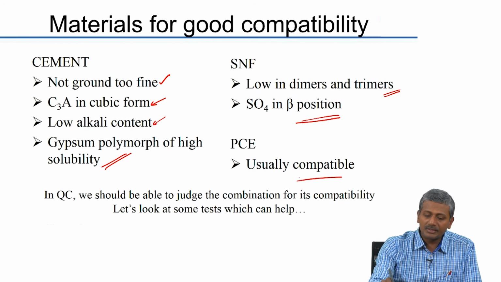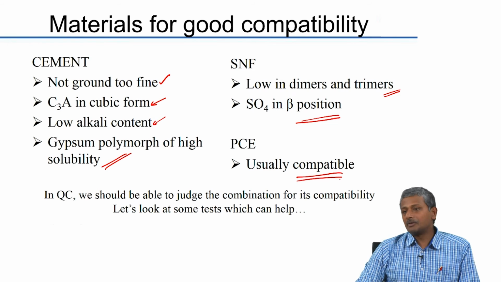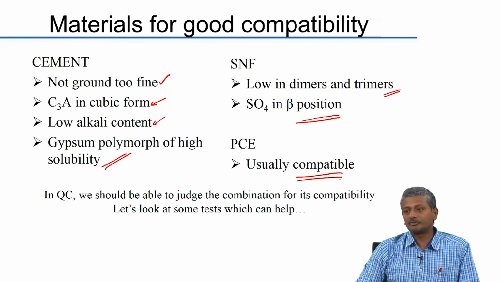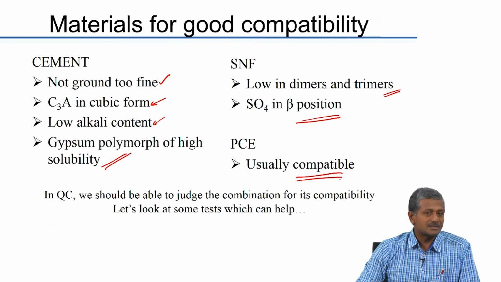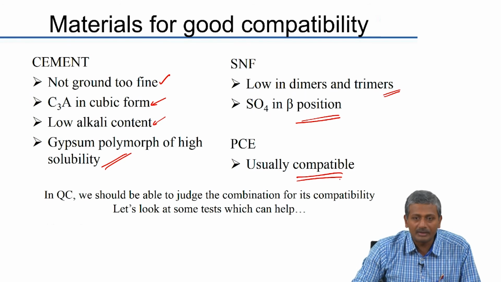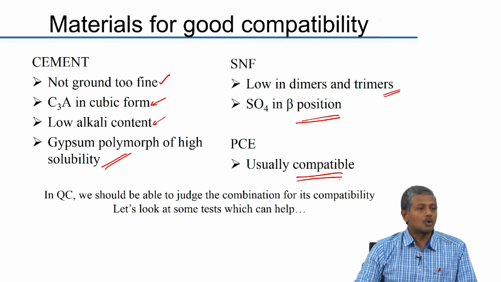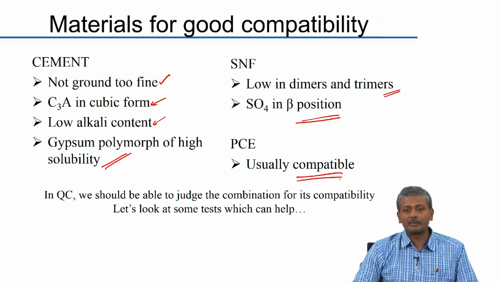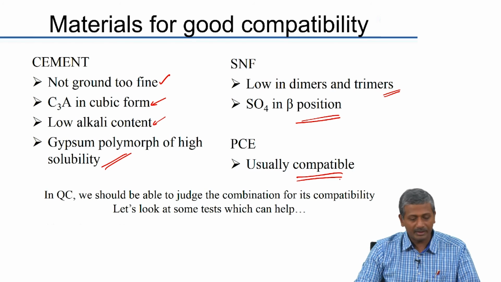And PCE, usually you do not really see much in terms of compatibility issues in a cementitious system. However, there may be some reports of slump loss even in cases where PCE admixtures are used. That is because they are generally being used in concretes which have lower water to cement ratios. So, in those systems there are possibilities of compatibility issues. We will talk again about that later.